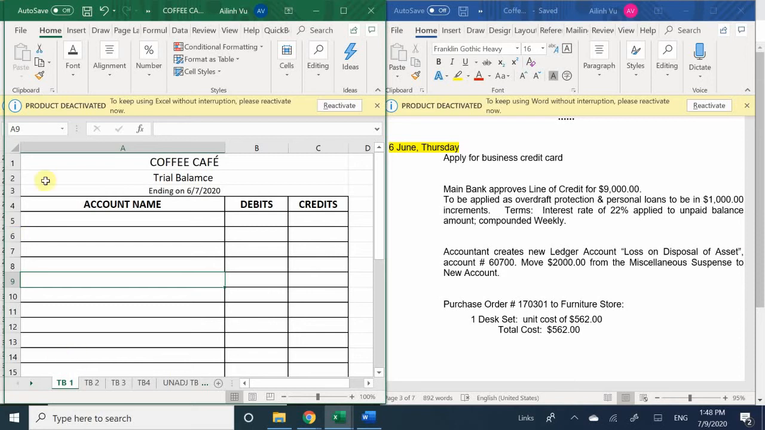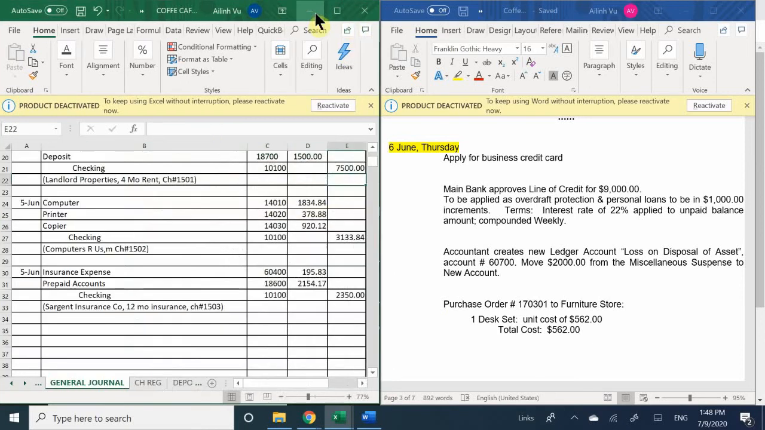So what the trial balance is, it's going to be a list of all of your accounts, and you're going to list them all by debits and credits. Now, I will explain how to fill it out later when we finish up our journals.